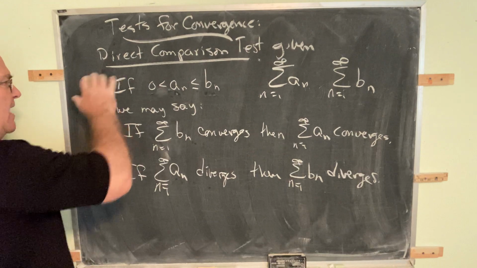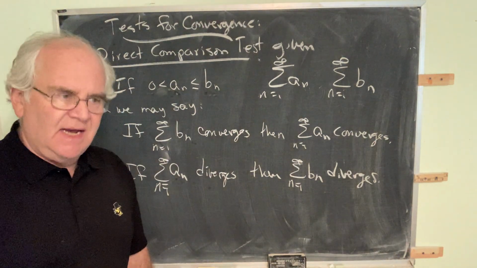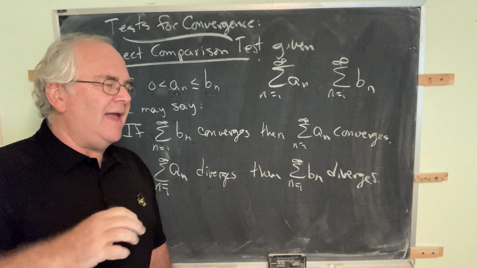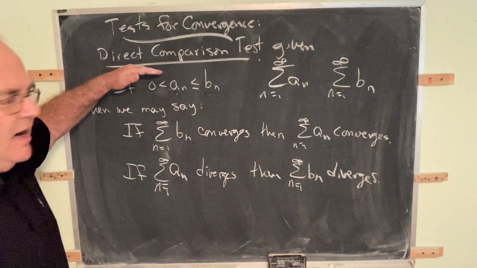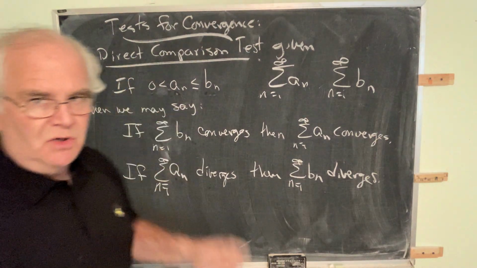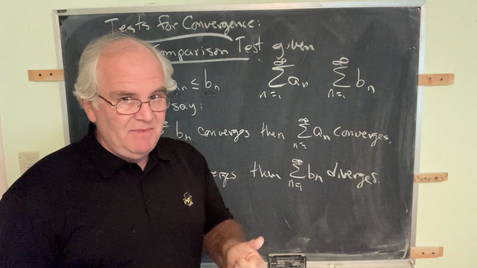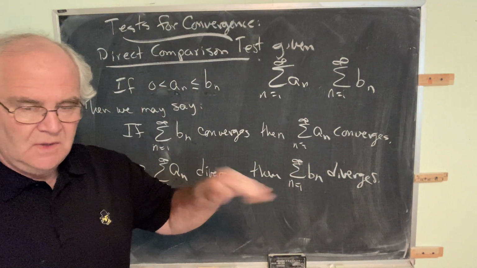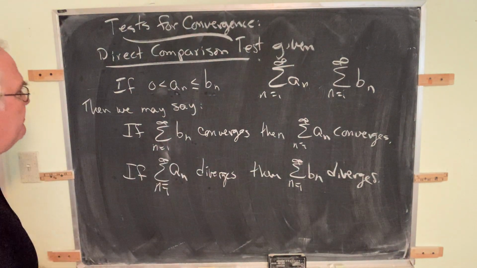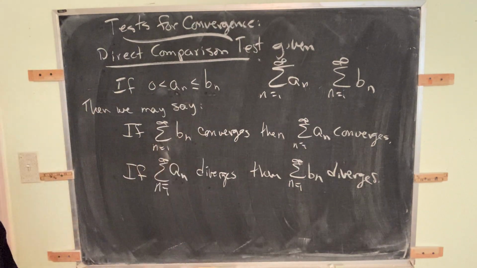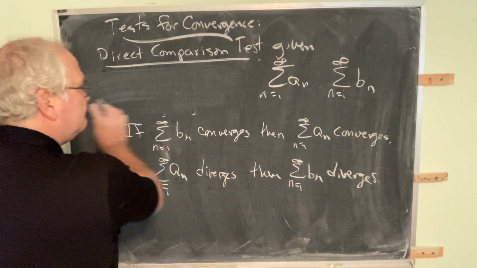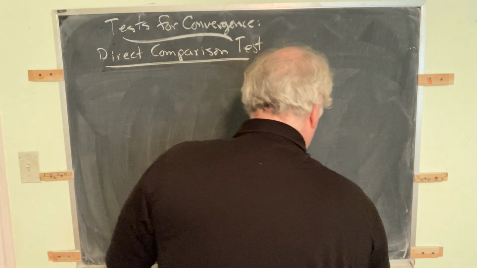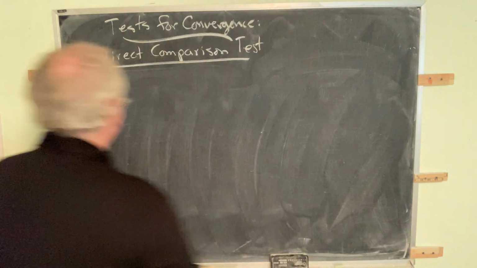But the direct comparison test, as a practical matter, doesn't get used very much. Anything you could use the direct comparison test for, you could also use the next tool, which is called the limit comparison test. And the limit comparison test is much easier. You're using a more powerful tool to do the same job. So that's really all I'm going to talk about, the direct comparison test. But now we're going to talk about the limit comparison test.